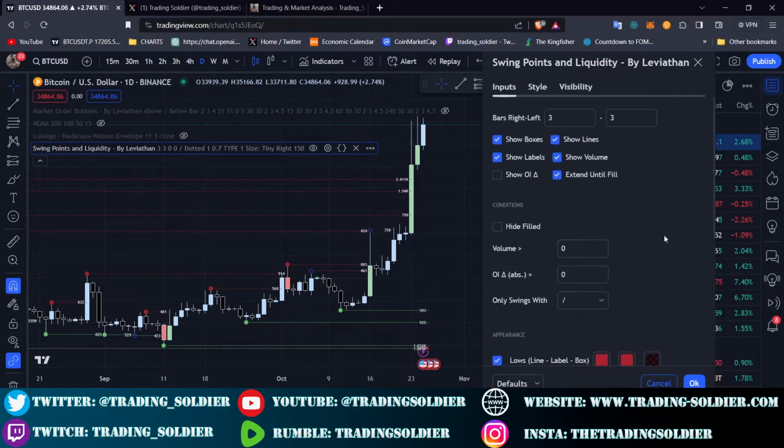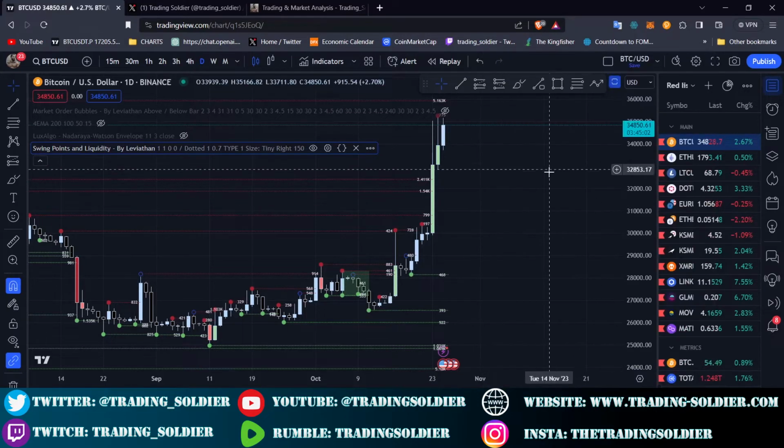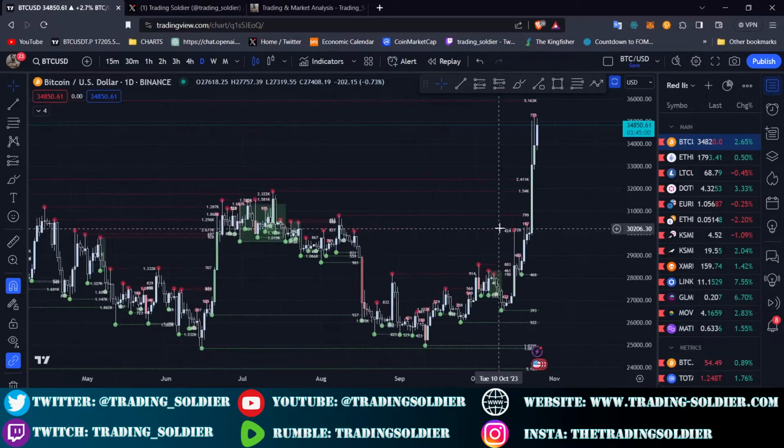The only thing that I will take into account is to show the volume, and I will leave everything else from the default settings. Maybe you can, for example, change this to 1 to see more of the swing points, to see the liquidity. But okay, we click OK, and now we are going to see the chart.